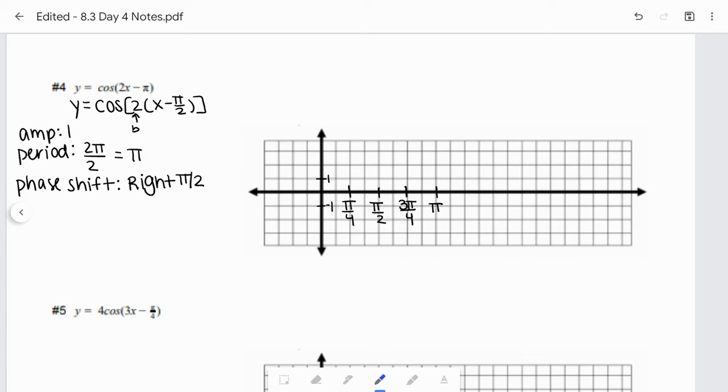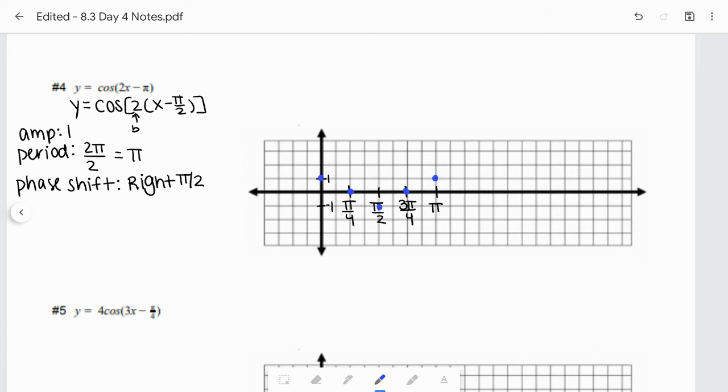So cosine, I start at my maximum. There's no reflection, so I'm going to stay at my maximum. So that would be at 1. And I know I'm also going to end at 1. I know that my minimum is right in the middle, so that would be at pi over 2. And then in each of those middle spots is where I'm at the middle.